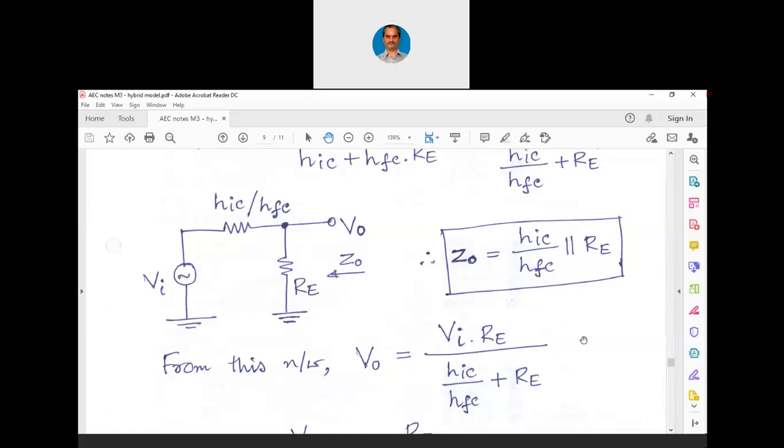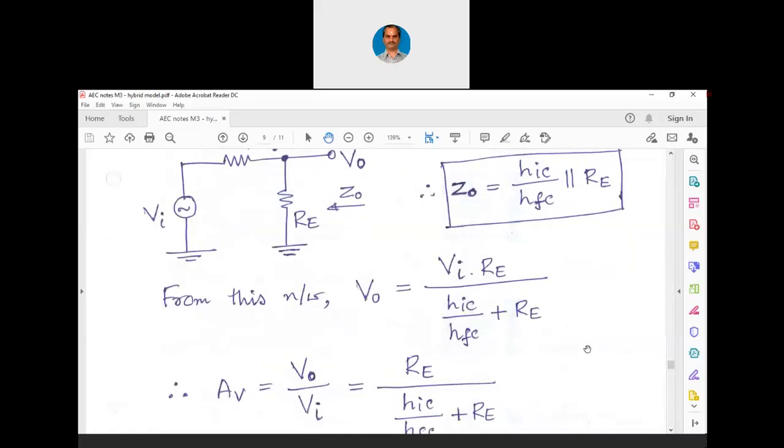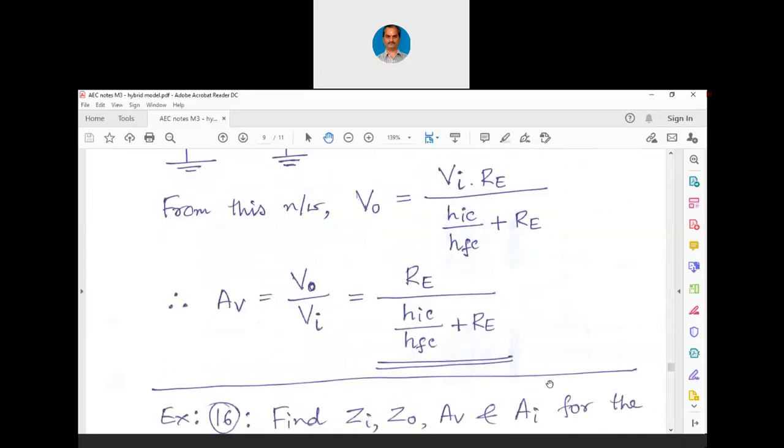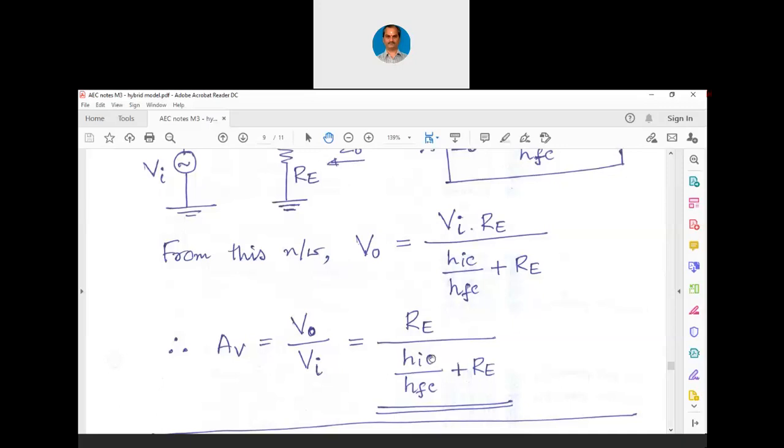So, now we will divide V0 by Vi. When we divide V0 by Vi, automatically Vi gets cancelled here, right? So, AV is V0 by Vi, that is capital RE divided by HIC divided by HFC plus capital RE. Now, look at this. There is this HIC by HFC and there is this RE. If this HIC by HFC is much less than RE, then what will be the voltage gain? It will be equivalent to unity. Provided RE is much larger than HIC by HFC, then voltage gain can be RE by RE, that is equivalent to unity. So that is the idea. Otherwise, we can always find out HIC by HFC, we can find out the voltage gain. But anyhow, we know that in the case of emitter follower, voltage gain is almost equivalent to unity.